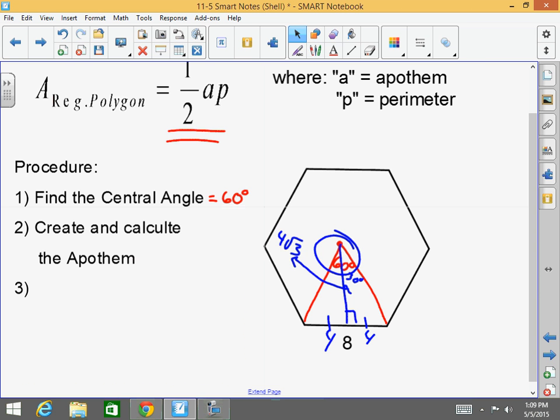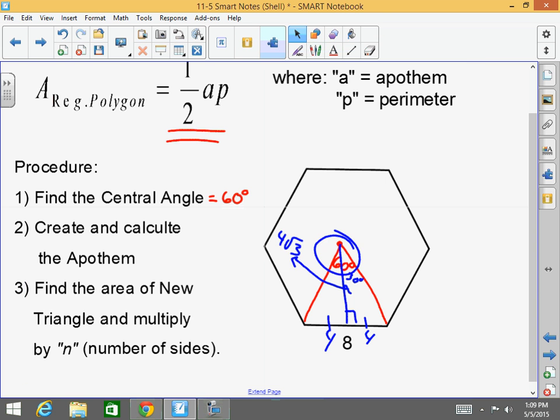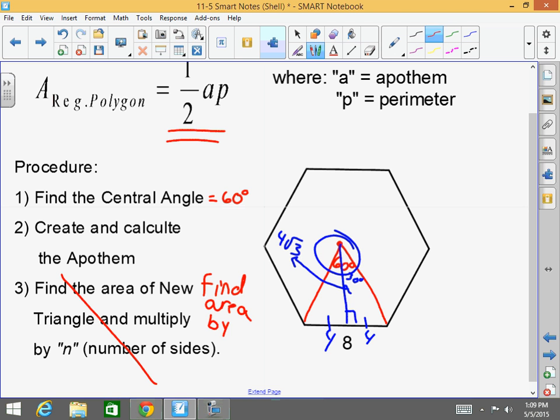Now it's Mickey Mouse time. Find the area of the new triangle and multiply by n number of sides. No, bad. I shouldn't have said that. I should have said find area by using the formula. Now, you could do this. It's not that this step 3 is wrong, but the whole point of the formula is to shorten that up. Why would you want to find the area of the triangle and then multiply this in this case by 6? That's just too much work.